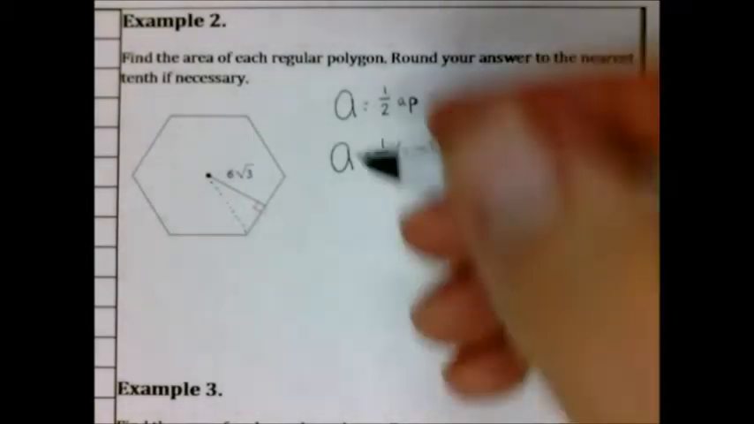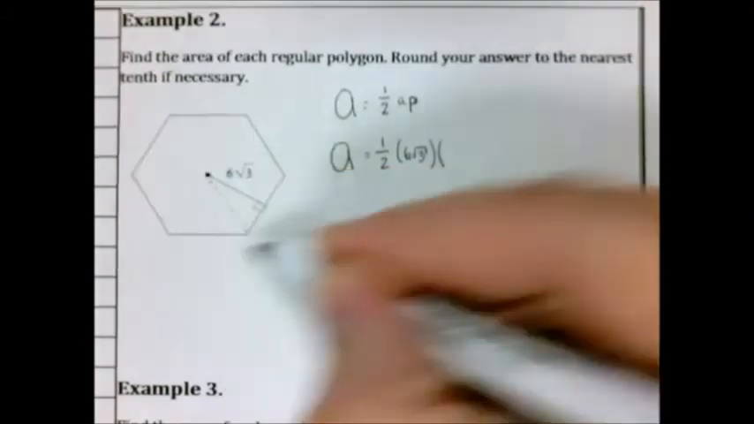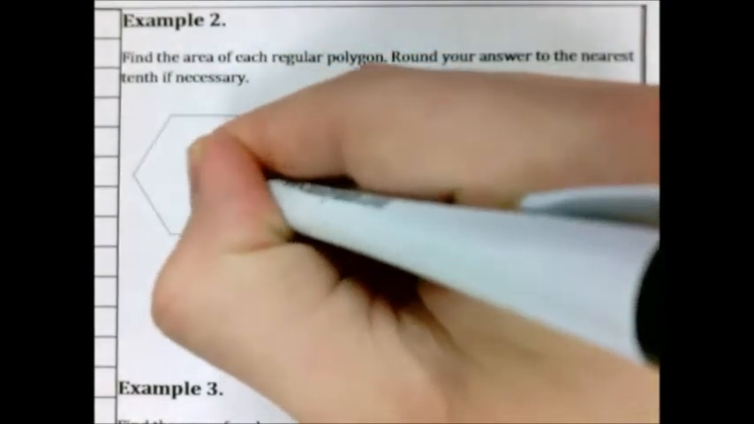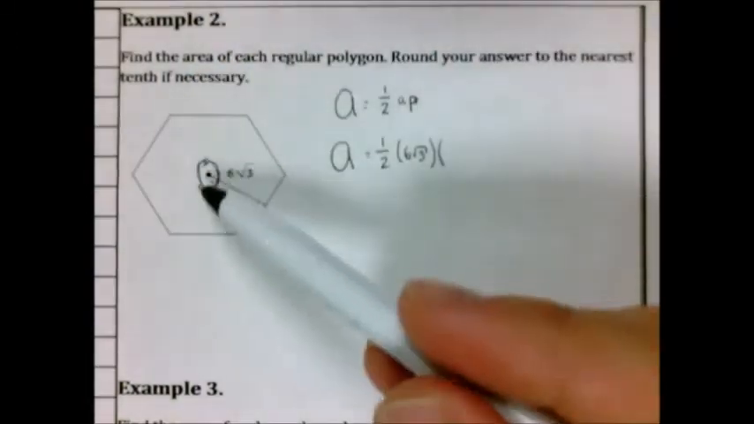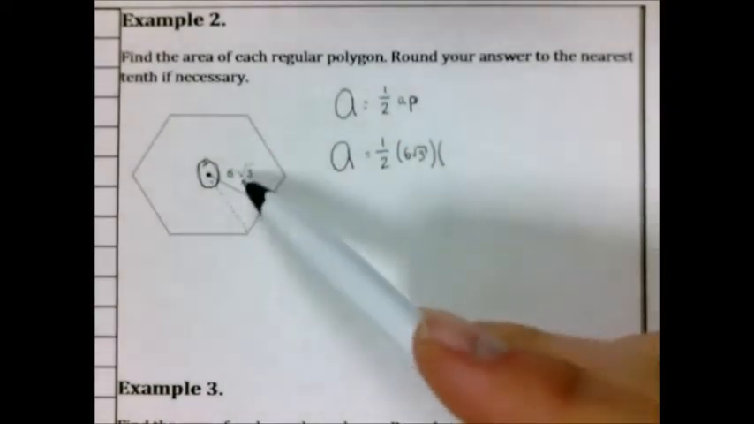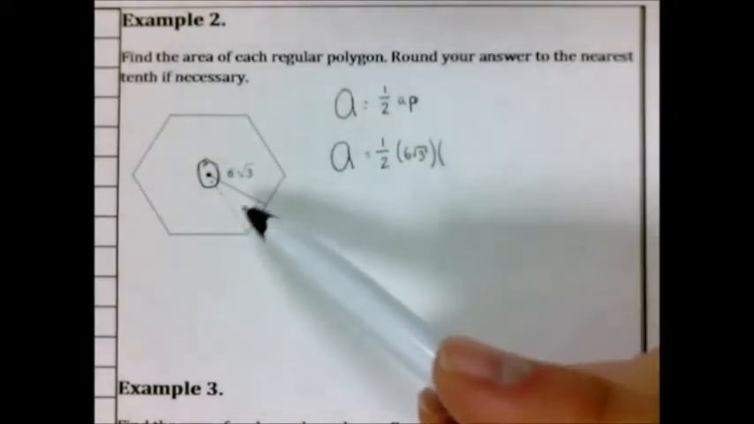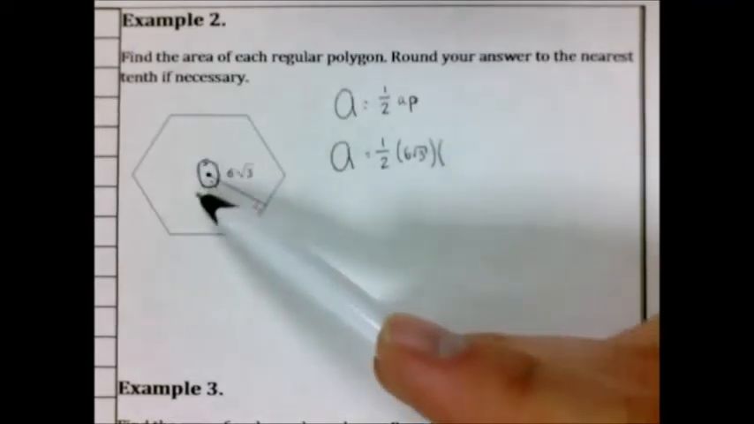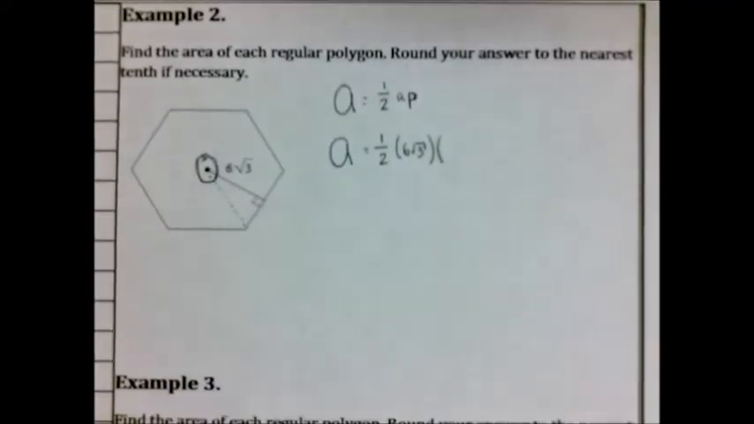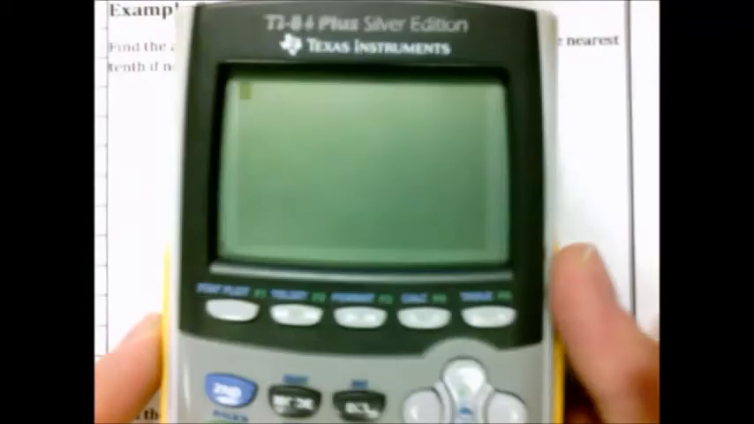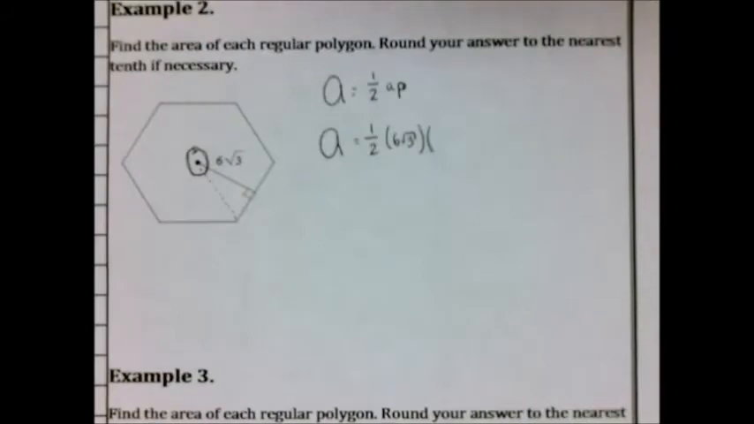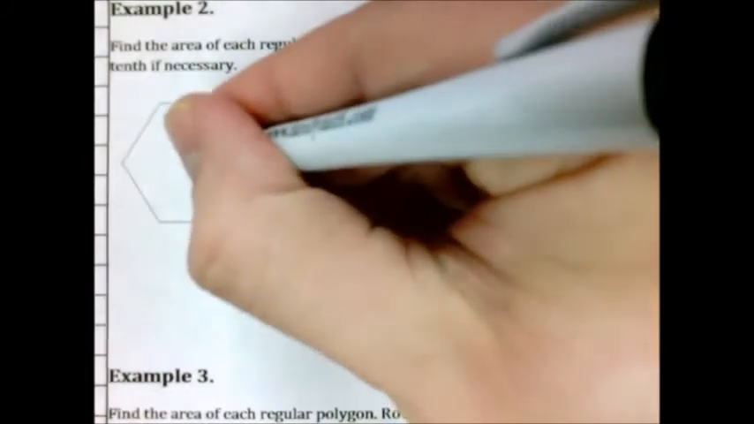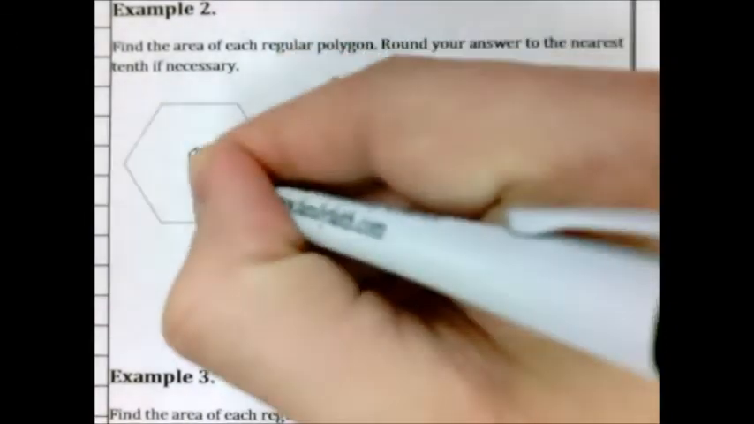Now here's what we do know: this is the center of the polygon, and the entire distance around it is 360 degrees. This is a regular polygon, so we find the center angle by taking 360 and dividing it by the number of sides. So 360 divided by 6 sides, since this is a hexagon, gives us 60 degrees. That means each one of these triangles is going to be 60 degrees.